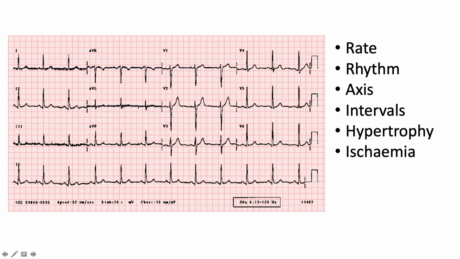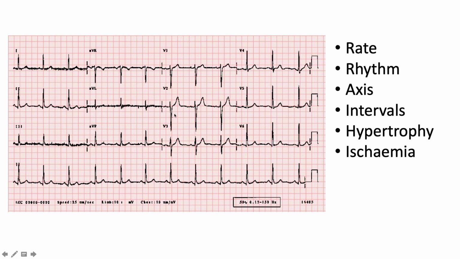Your PR interval, we said, is between 3 to 5 small blocks. If we count it here, 1, 2, 3, 4, 5, so this is a normal PR interval. And in terms of your QRS complex, that's below 3 small blocks, so that's normal. Your QT interval is also normal in this particular example. Is there any hypertrophy? So we look at the Sokolow-Lyon index, the S wave in V1 plus the R wave in V6. If you count it, 5, 10, 15, 20, 25, no, there's no hypertrophy.